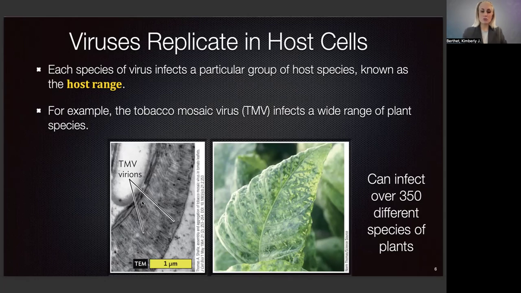Tobacco mosaic virus was one of the first viruses to really be understood and identified. And we know because it was affecting our crops, tobacco crops. So it was studied in quite a bit of detail as we were having an economic impact by loss of crops. So the tobacco mosaic virus, TMV, can actually infect over 350 different species of plants and causes this phenotypic discoloration that we see here on the right.